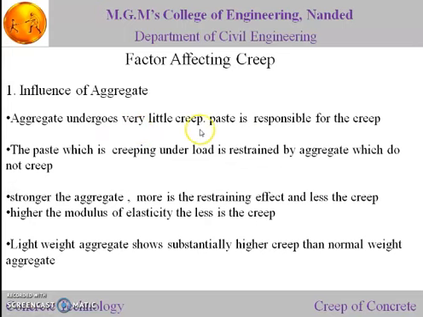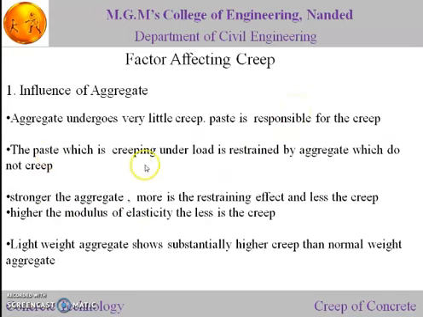Aggregate undergoes very little creep. Paste is responsible for the creep. We all know that concrete is a mixture of aggregate, cement, sand and water. So water plus cement is the paste. Water plus cement plus sand is mortar, and water plus cement plus sand plus aggregate is concrete. So aggregate undergoes very little creep. Paste is responsible for the creep.